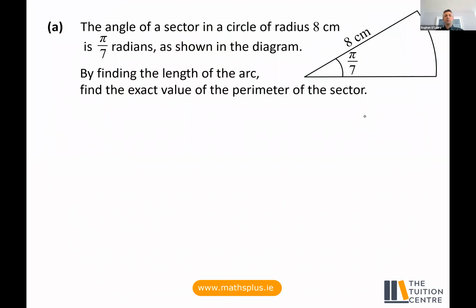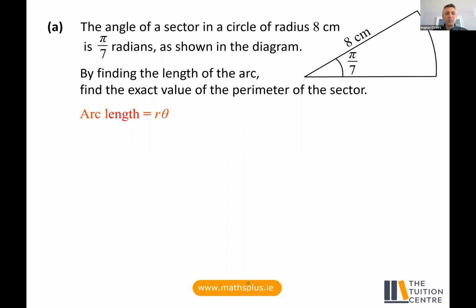When the students flicked over the page, they'd see this trigonometry question. The angle of a sector in a circle of radius 8 centimeters is pi over 7 radians as shown in the diagram. By finding the length of the arc, find the exact value of the perimeter of the sector.